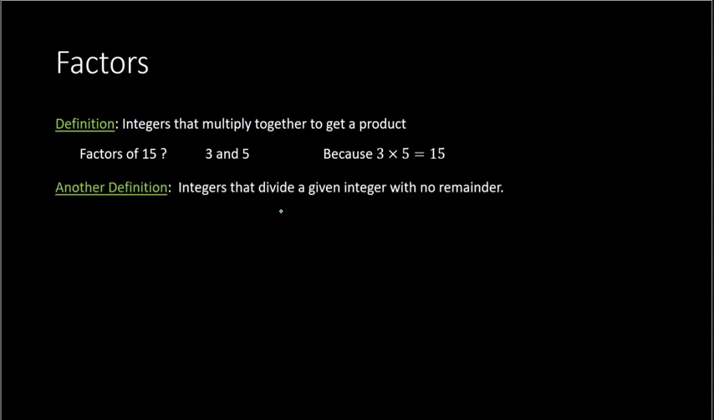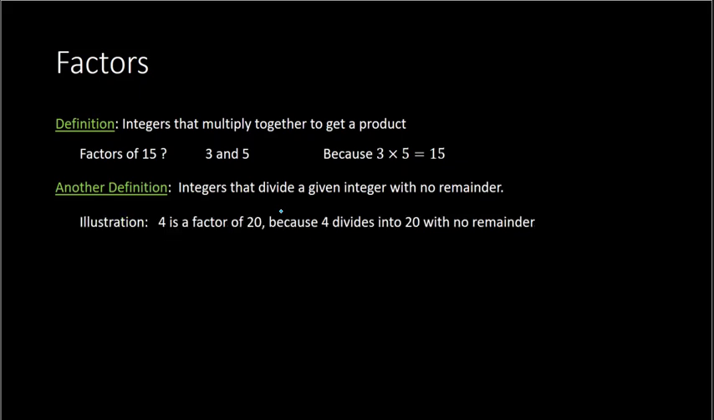Now another definition is integers that divide a given integer with no remainder. So if you can divide a number into the bigger number without a remainder, then that number is going to be a factor. For example, we can say 4 is a factor of 20, and that's because 4 divides into 20 with no remainder. If I take 20 divided by 4, we get 5 with no remainder, therefore 4 would be a factor. Now let's try some more with this idea.